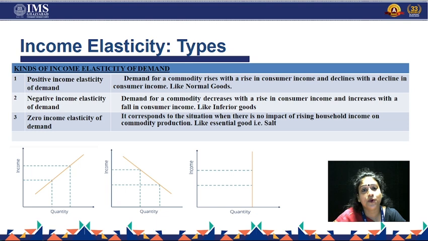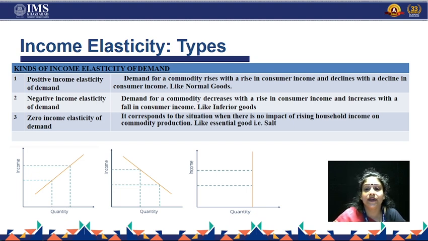These are the various types of income elasticity. The first one is positive income elasticity, which talks about demand for a commodity rising with a rise in the consumer's income. And that we see in case of normal goods. Whenever the income is there, we usually buy that. Second one is negative income elasticity, wherein the demand for a commodity decreases with a rise in income and increases with a fall in income, like in case of cheap products, inferior goods.